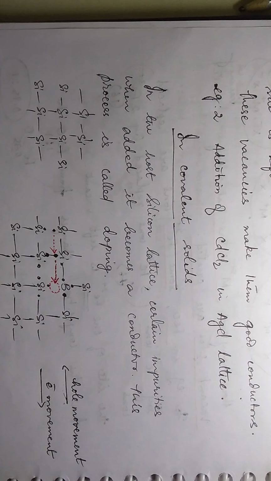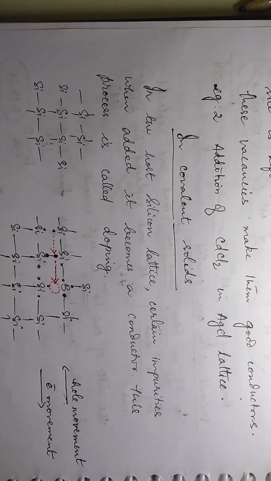In covalent solids, say for example, you take silicon lattice. Now this is your silicon lattice. Silicon is tetravalent, carbon is tetravalent, carbon, silicon, germanium, they all belong to the same group. They are all tetravalent atoms. Now this is the network structure of silicon, where silicon is surrounded by 4 other silicon atoms.